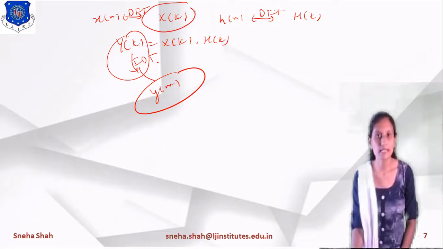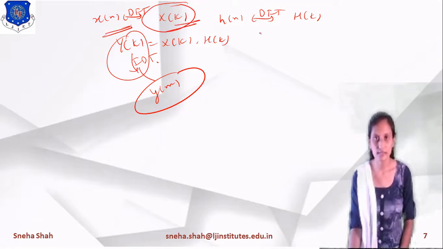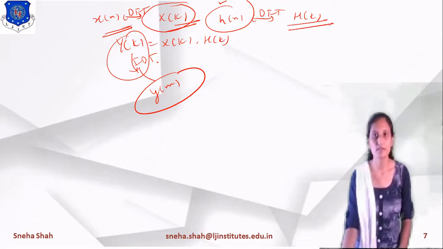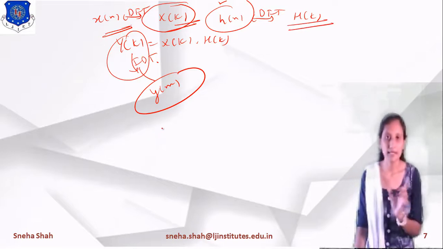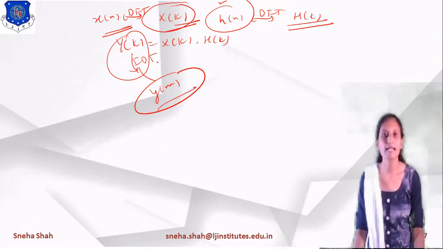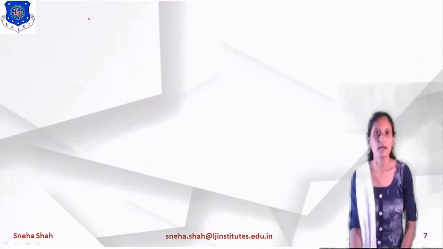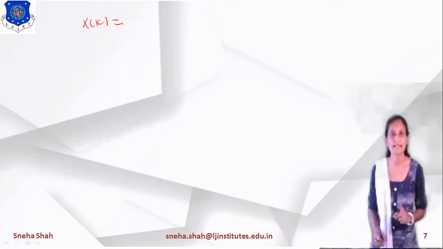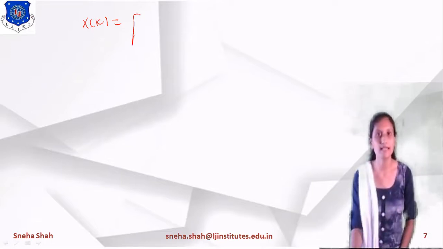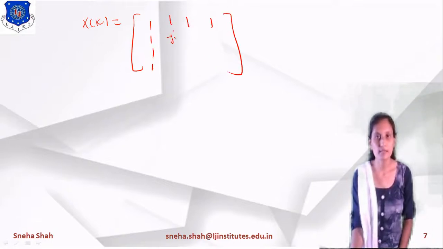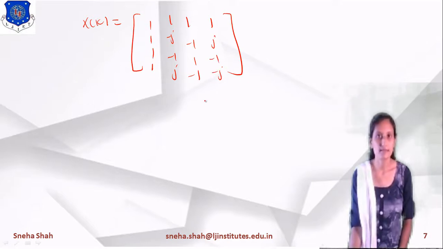So first of all I take the DFT of x, it will give you x of k. Then I take the DFT of h of n, it will give you h of k. Then I multiply these two terms, and at last we take the IDFT of it, which will give the answer y of n. So starting with x of k, how are we finding x of k? As you solved the example of DFT in the last session, by using the twiddle factor matrix, we take 1, 1, 1, 1. The first term is minus j, minus 1, j. The next term is 1, minus 1, 1, minus 1. And the last terms will be like this, right?